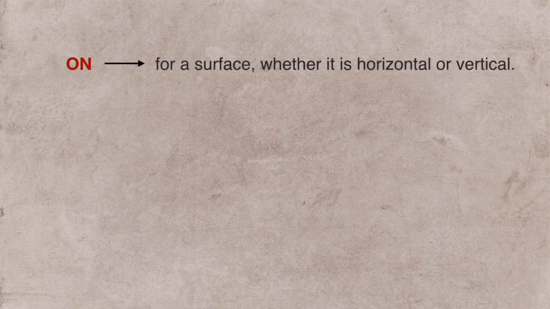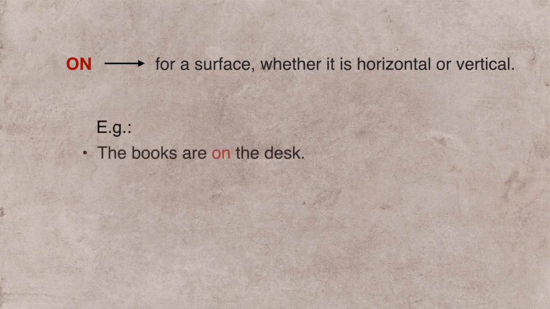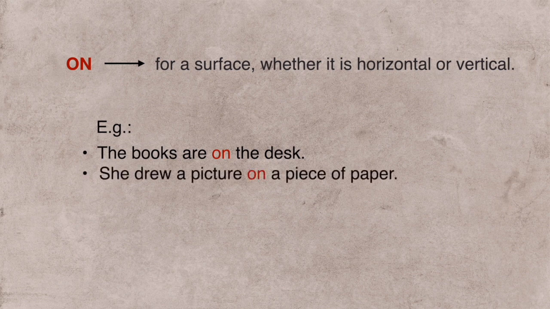In general, we use on when referring to a surface, whether it is horizontal or vertical. For example, the books are on the desk. She drew a picture on a piece of paper. In both these cases, we are talking about a surface, whether it is a desk or a piece of paper. So we have to use the preposition on.